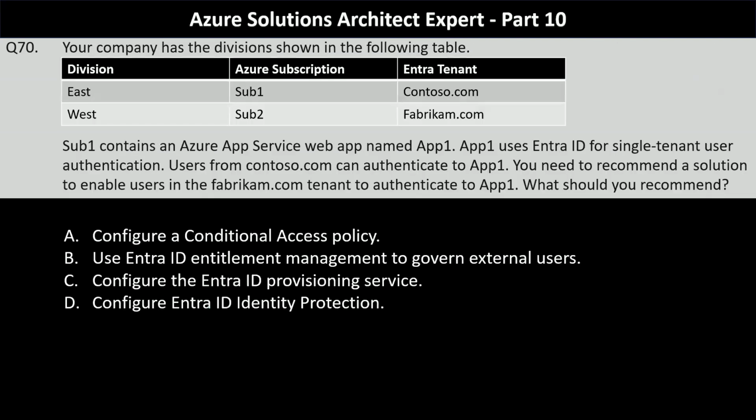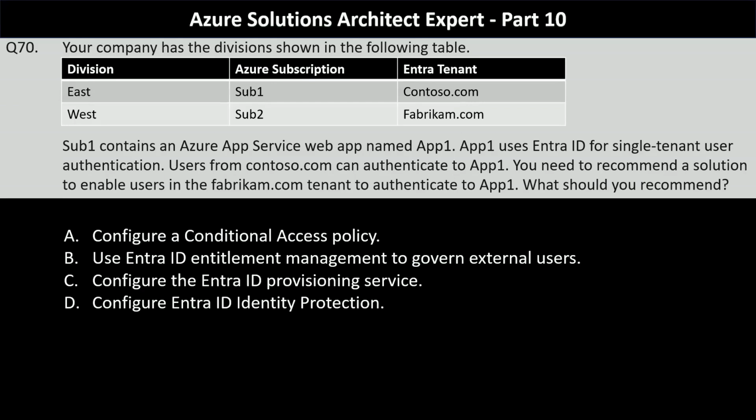Next question. Your company has the divisions shown in the following table. Basically, there are two divisions with the name of East and West. Now, East division is hosted in the Azure subscription named Sub 1, and it has an Entra tenant associated with it with the name of contoso.com. Then the second division named West is using the subscription Sub 2 and is associated with Entra tenant fabricam.com. Sub 1 contains an Azure App Service web app named App1.